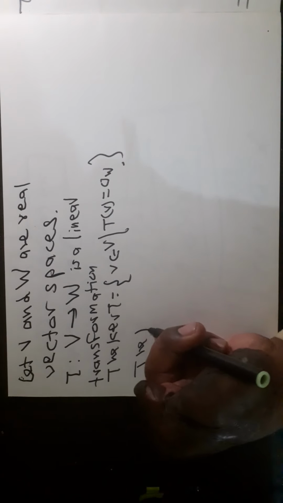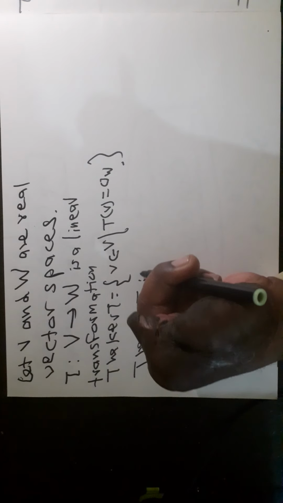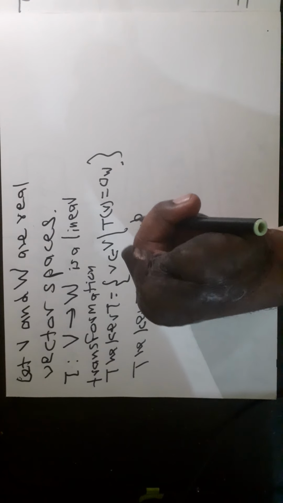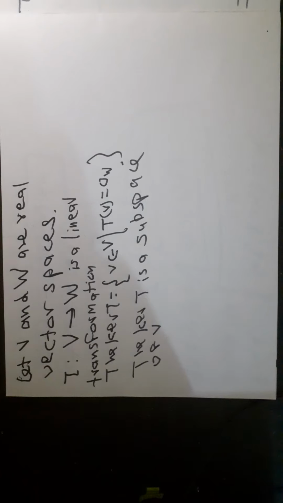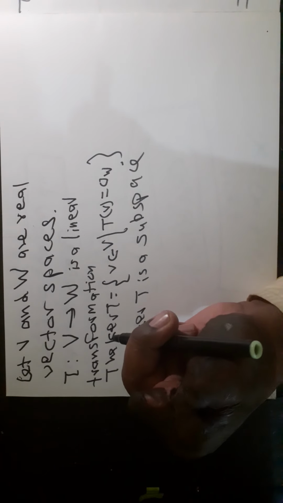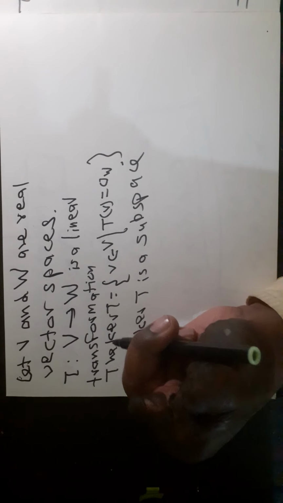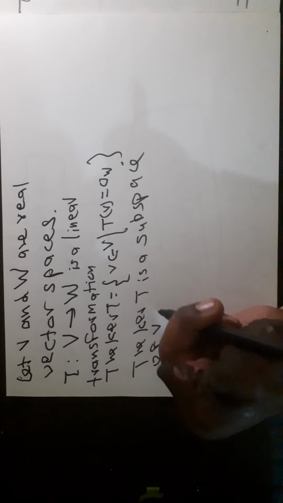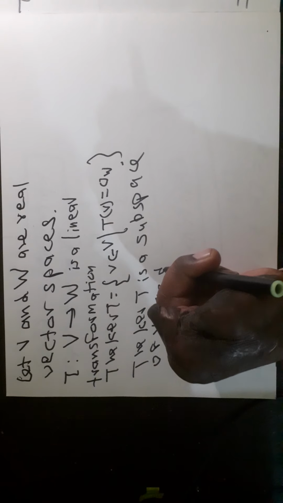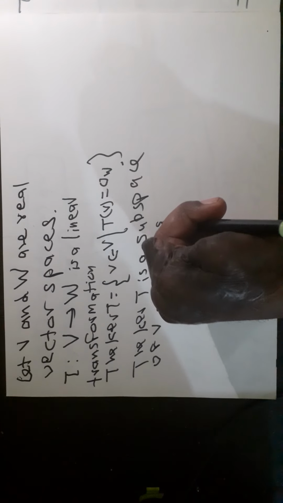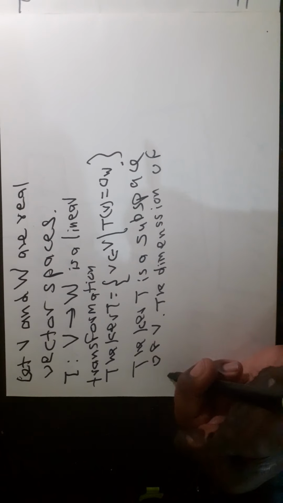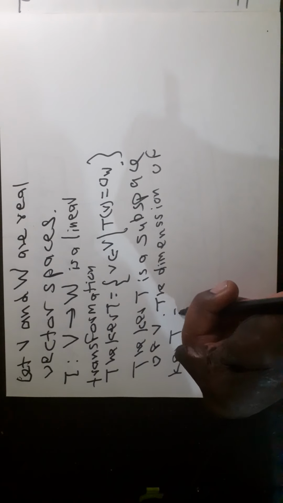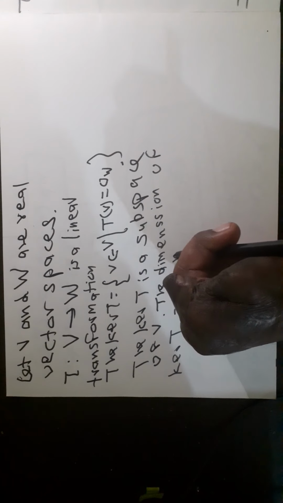The kernel of T is a subspace of V. We know what a subspace is. A subspace means a subset of a vector space which is itself a vector space for the addition and scalar multiplication as defined on V. The kernel of T is the subspace of V. The dimension of kernel of T is called the nullity of T.